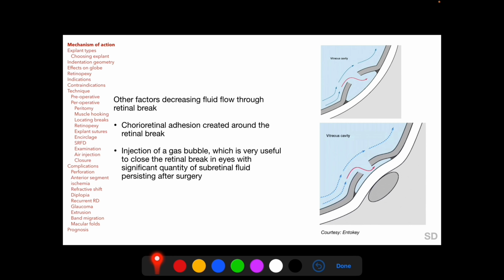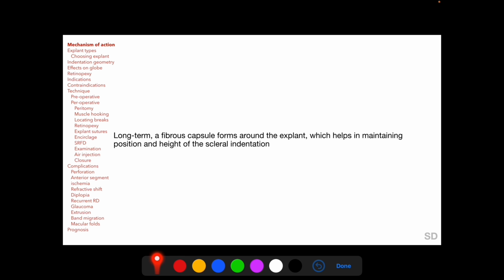There are also other factors decreasing fluid flow through the retinal break, such as chorioretinal adhesion or retinopexy created around the retinal break, as we have discussed, and the injection of a gas bubble in the vitreous cavity at the end of the procedure in certain cases of scleral buckling surgery, as we will discuss. And long term, a fibrous capsule forms around the explant, which helps in maintaining position and height of the scleral indentation induced by the explant.